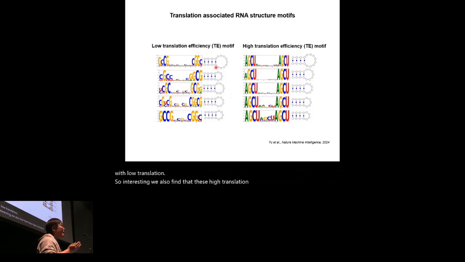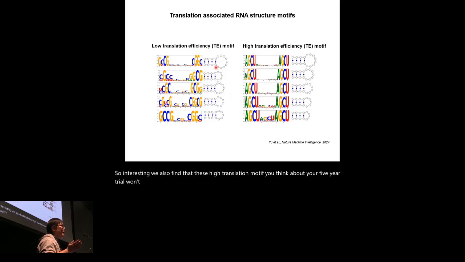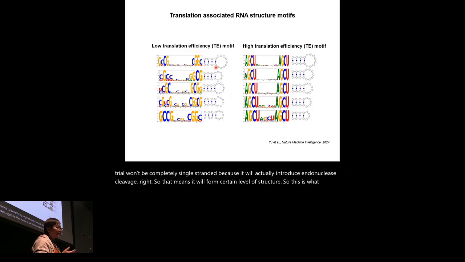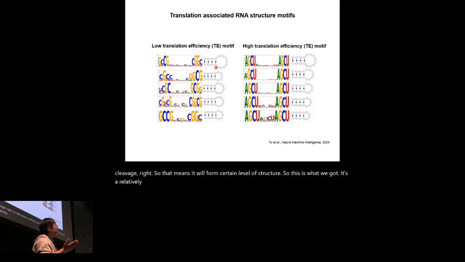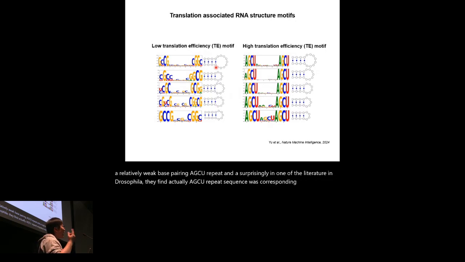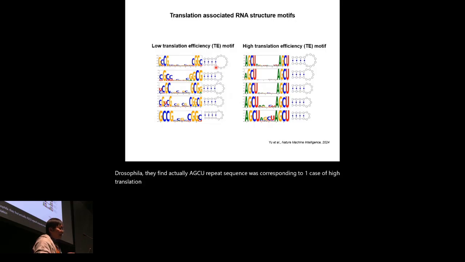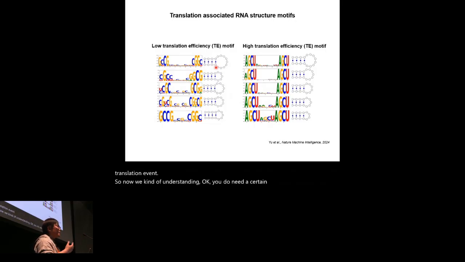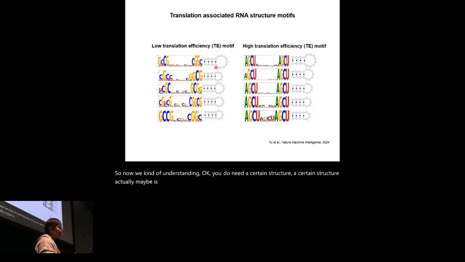You think about it, your 5 UTR won't be completely single-stranded because that would introduce endonuclease cleavage, right? So that means it will form a certain level of structure. This is what we got: a relatively weak base pairing, AGCU repeat. Surprisingly, in one piece of literature in Drosophila, they found the AGCU repeat sequence corresponded to one case of a high translation event. So now we understand that you do need a certain structure, which maybe actually promotes translation.